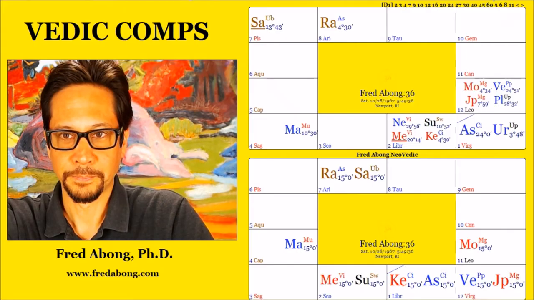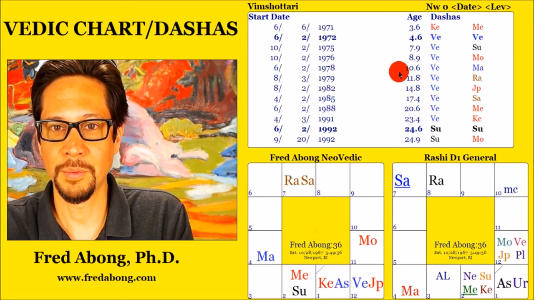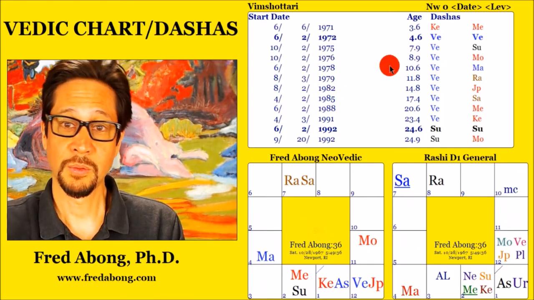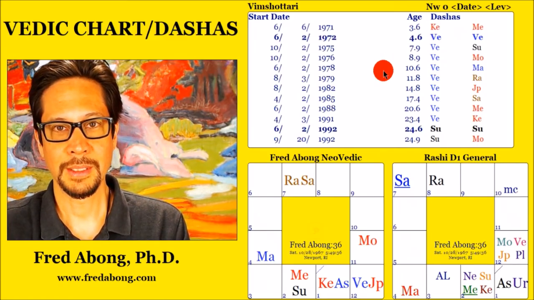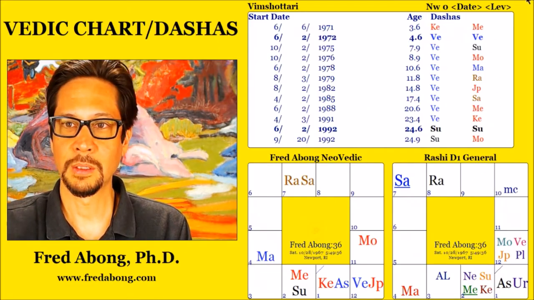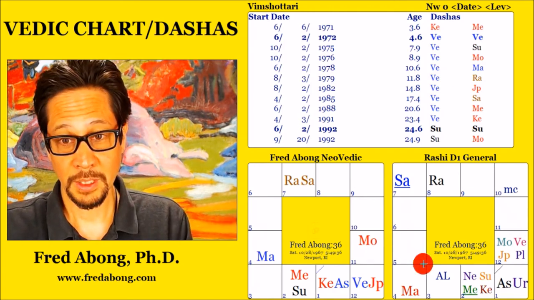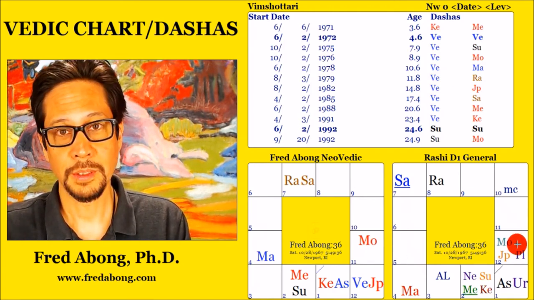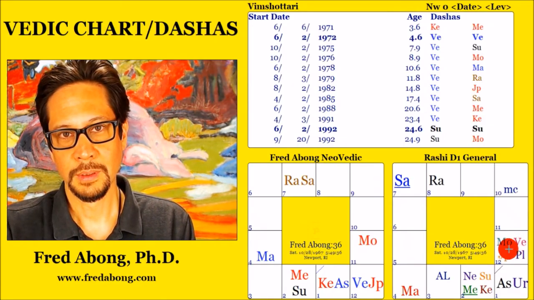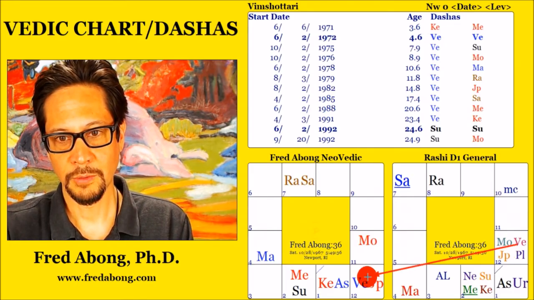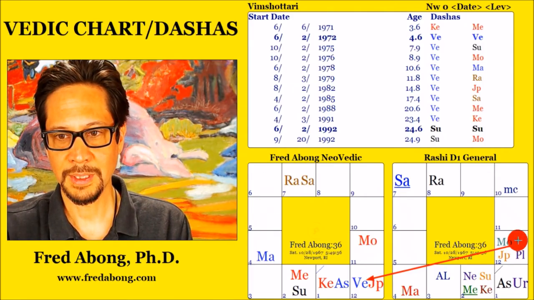So let's do that. All right, so let's take a look at the, I won't go all the way back to the beginning. I want to start with the Venus dasha because it's one of the longest. It's 20 years, and it's one of the planets that undergoes a major transformation in the switch over to the Neo-Vedic system. And that's because it moves from its planetary placement in Leo in the 12th house in the original chart here to its fallen placement in Virgo in the Neo-Vedic chart in the 12th house. So it stays in the 12th house.